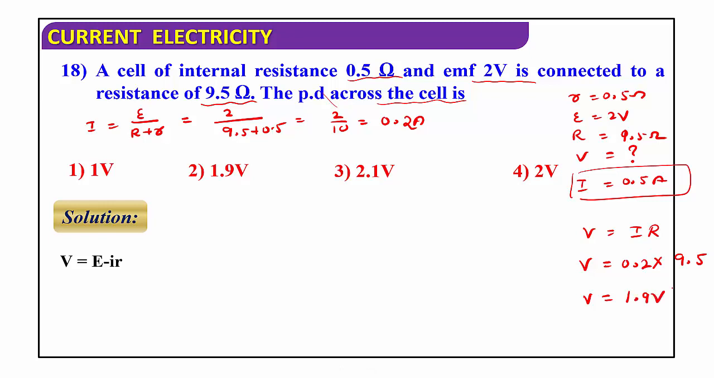Is it clear? Or else you can go through another given solution. We can write V equal to E minus Ir. The E value is given, and the I value we can calculate using the above formula. Substitute here, and we will get the final answer as 1.9 volt. So the second option is the right answer.